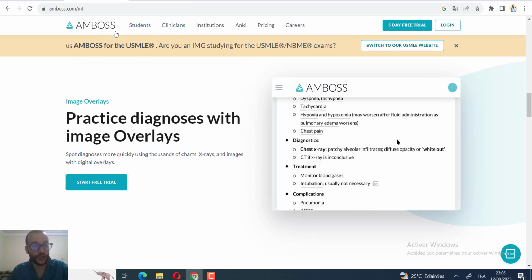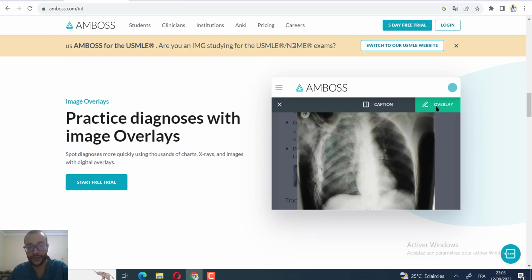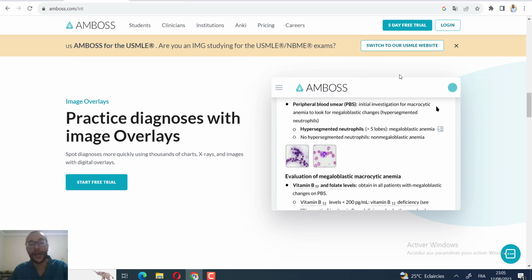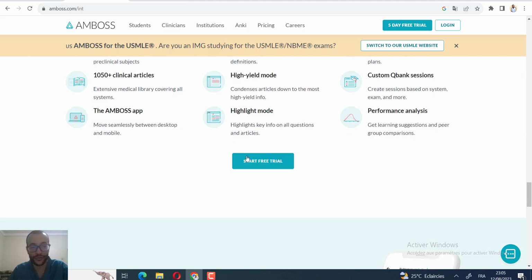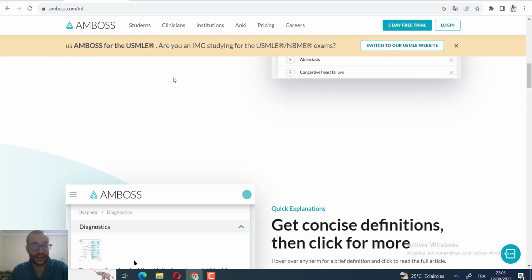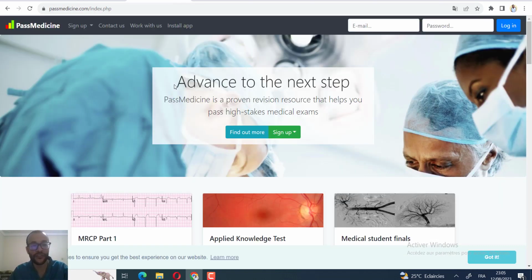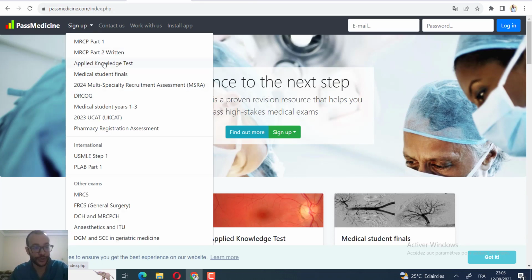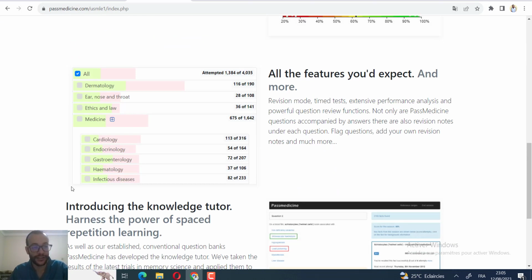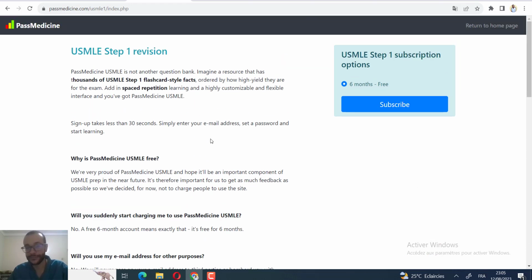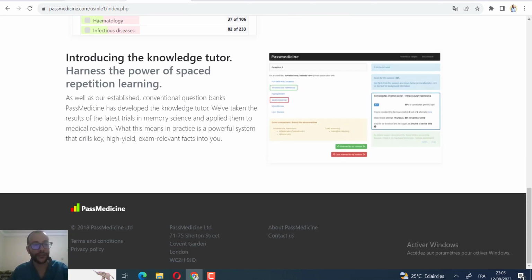AMBOSS is also a bank for the USMLE and MBBS exams, the second choice after UWorld, of course. UWorld is the best and AMBOSS is good. And for free, there is PassMedicine. In PassMedicine, you can sign up here and choose USMLE Step 1 or international, and you find some questions and you start to practice MCQ in English for free. So these are the three websites for exams and MCQ.